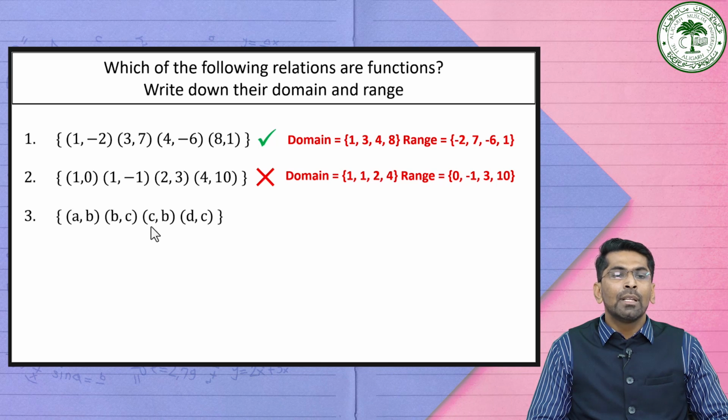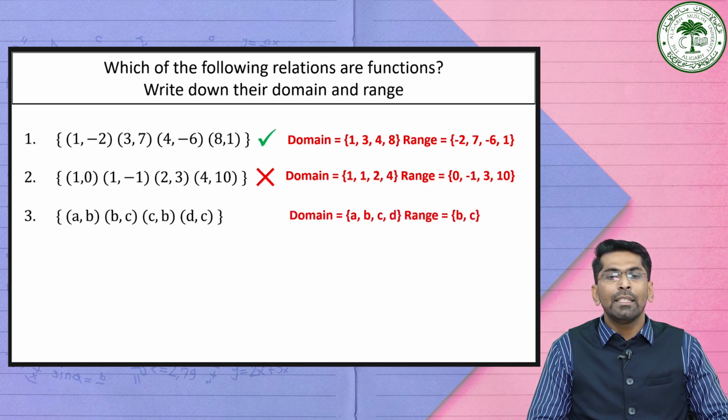The third relation is (A,B), (B,C), (C,B) and (D,C). See, what is the domain here? The domain is A, B, C, D. The range here is B, C. Here, none of the domain elements are excluded or repeated, so it can be treated as a function. It is also a function.